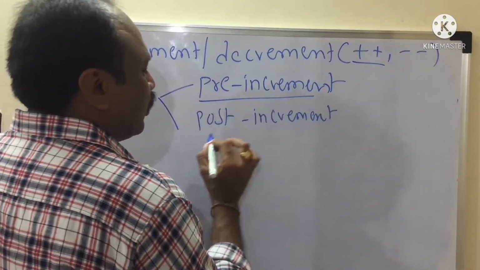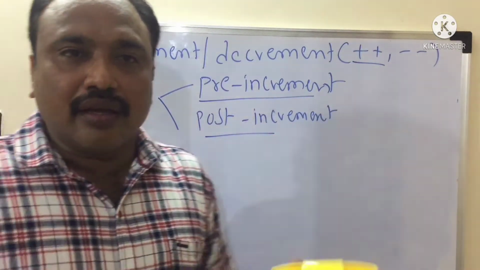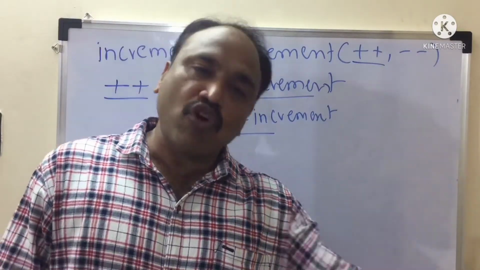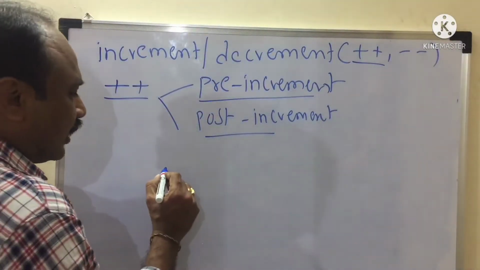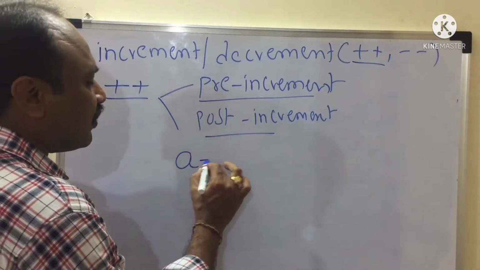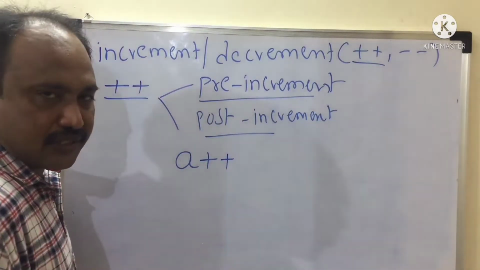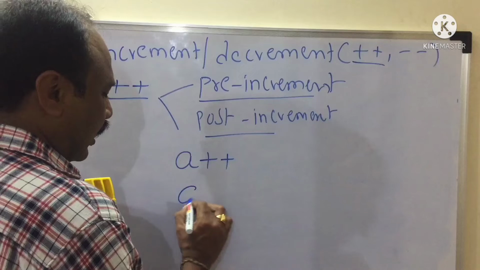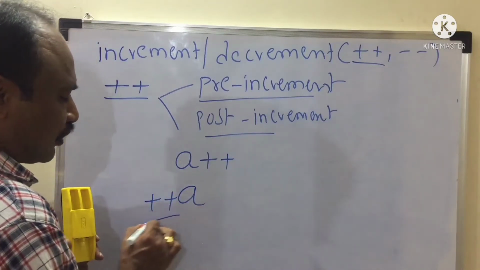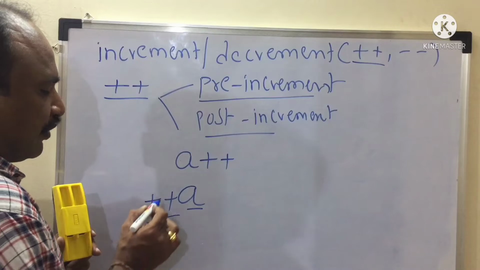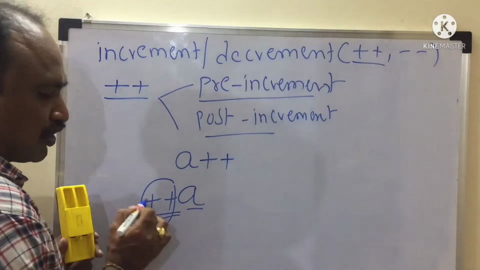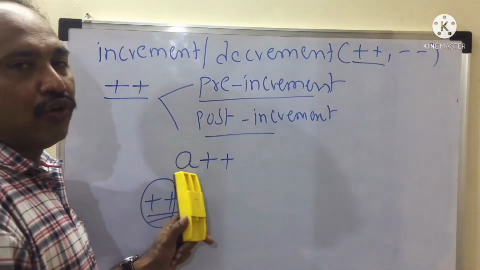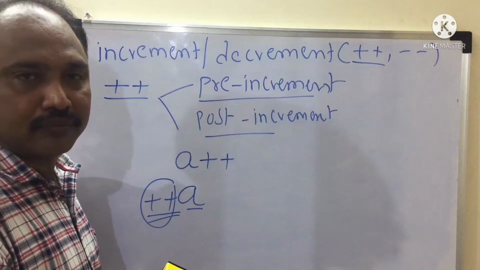What is the difference between pre and post? Tell me, what is the general meaning of pre? Pre means before. What is the meaning of post? After. Take a variable A. If you use plus plus after the variable, it is post-increment. Before the variable, if you use plus plus, it is pre-increment. After the variable, if you use plus plus, it is post.